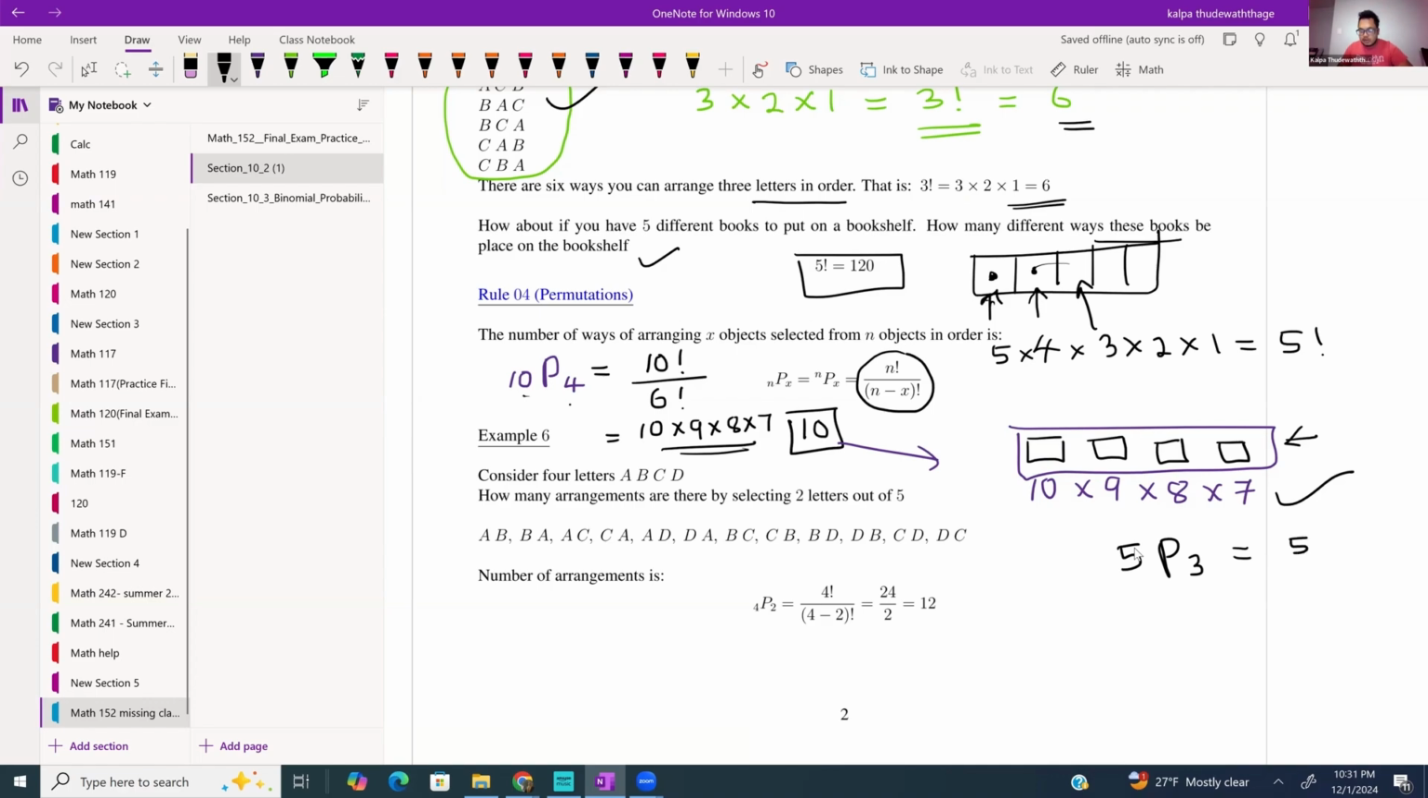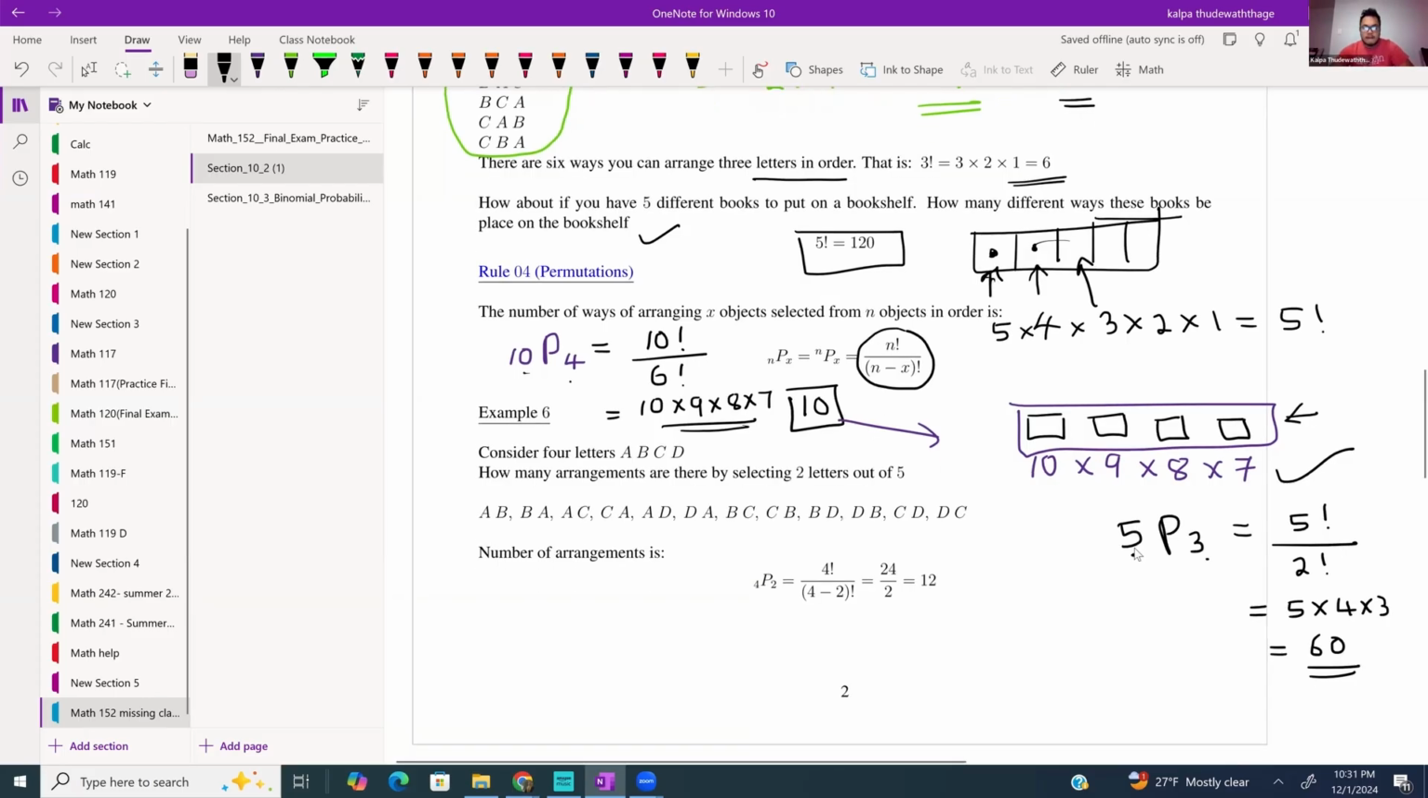So if you want to find that, it's 5 factorial over the difference of 5 and 3, 5 minus 3, which is 2 factorial. So you get 5 times 4 times 3 times 2 factorial, and you can cancel the 2 factorial out with the bottom. So it will be 60 different ways. You can do that. Okay.